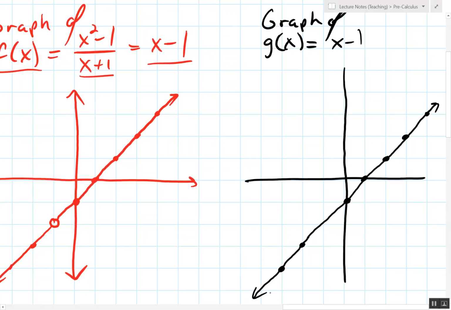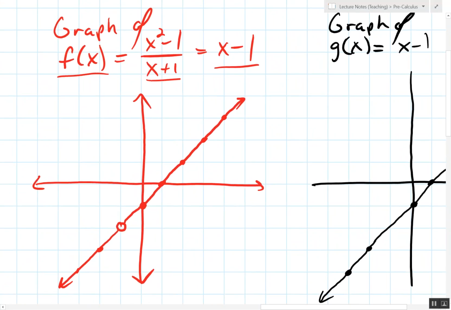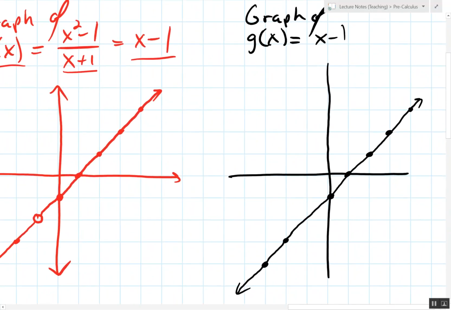So that's the difference. When we make that cancellation, we basically get the correct equation for graphing, but we always have to throw this hole in. And this is going to make a big deal in a minute when we talk about inverse functions, because we have to talk about when functions are equal. So notice when I move over here, they agree everywhere except at -1. There's a disagreement.